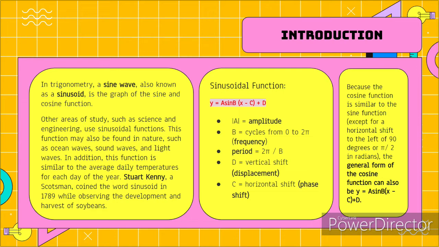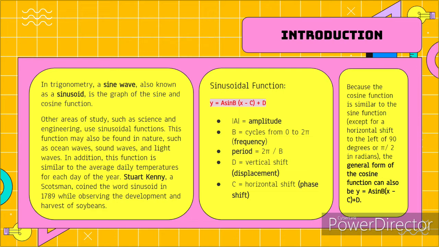Because the cosine function is similar to the sine function, except for a horizontal shift to the left of 90 degrees or pi over 2 in radians, the general form of the cosine function can also be y equals a sine b times the quantity of x minus c plus d.